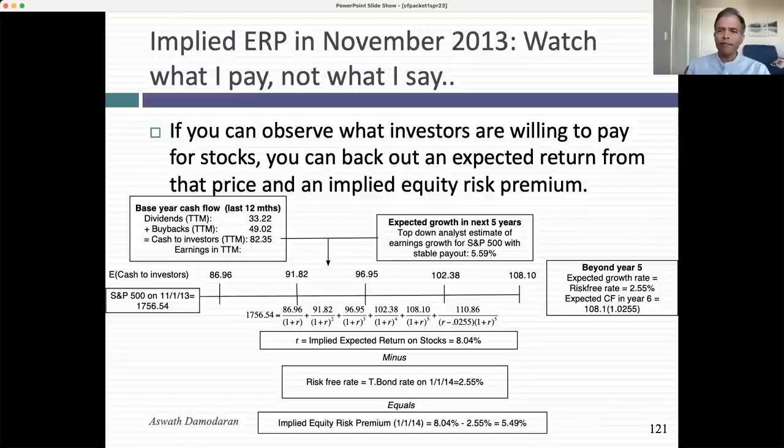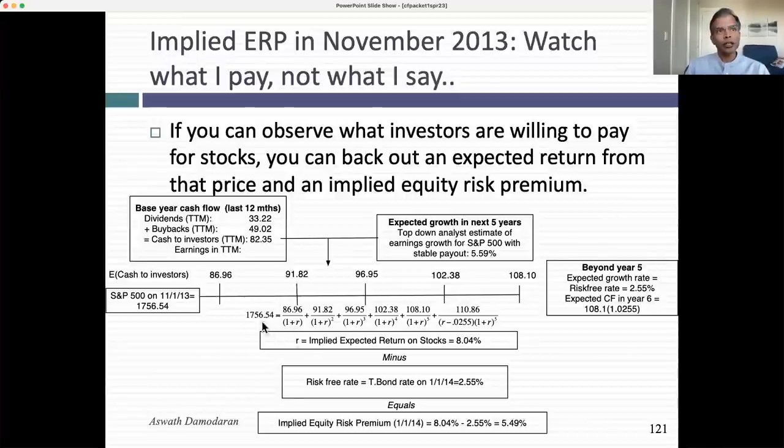Yes, and why the risk-free rate? The risk-free rate is actually a good proxy for the nominal growth rate in the economy. It's got an inflation rate embedded in it and a real interest rate. So it's something you're going to see me use over and over as my growth rate in perpetuity. That growth rate is 2.55%.